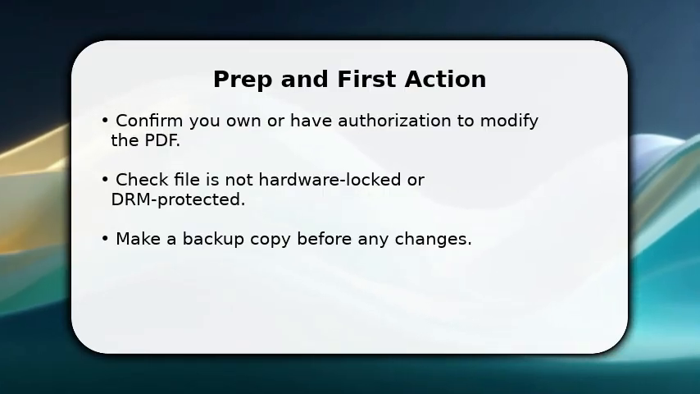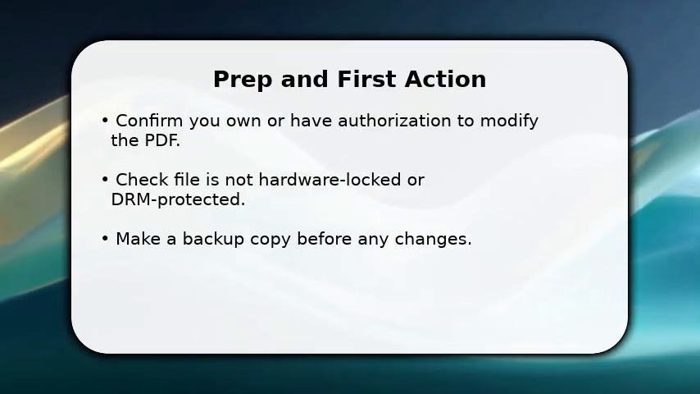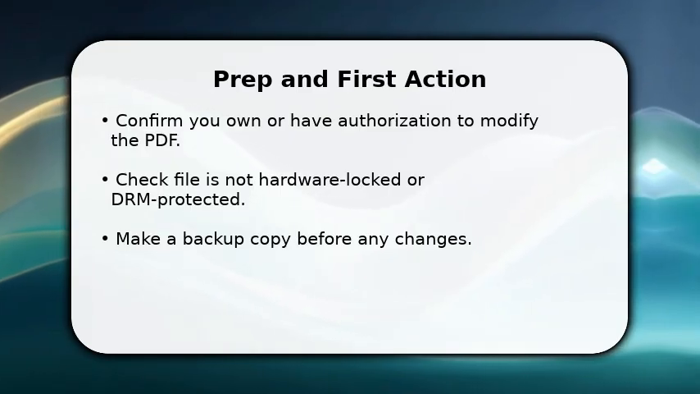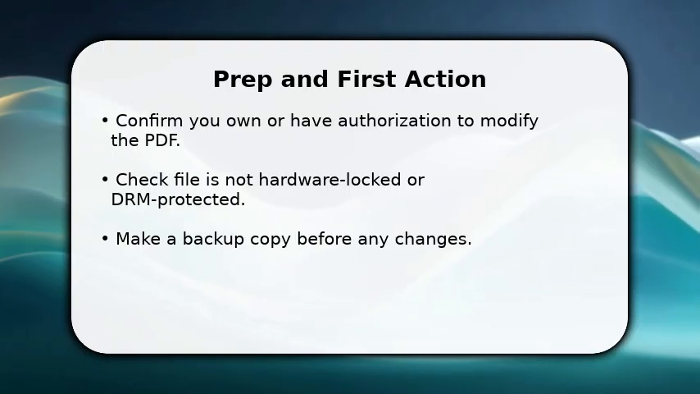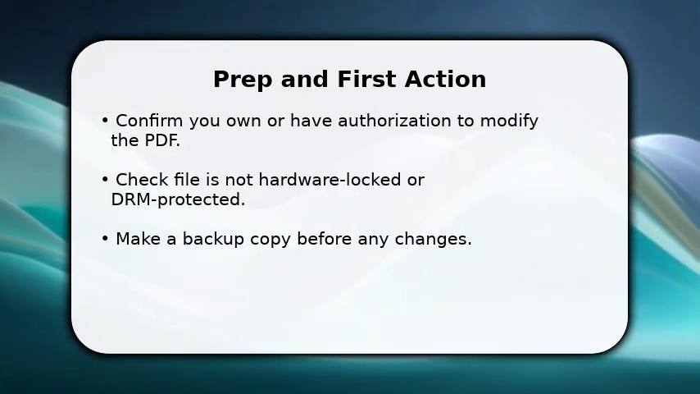You start by verifying ownership and making a backup copy. This protects you if something goes wrong. Once done, open the PDF in a trusted editor or reader that supports permission inspection. Make sure to note the current security settings, printing, copying, form fills, so you understand what to change.